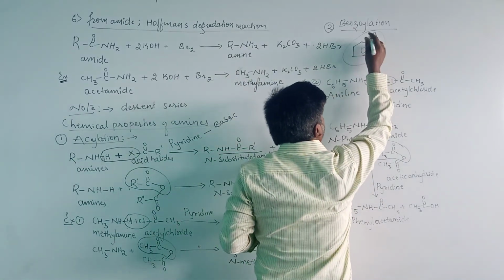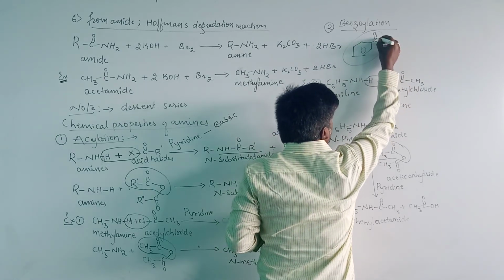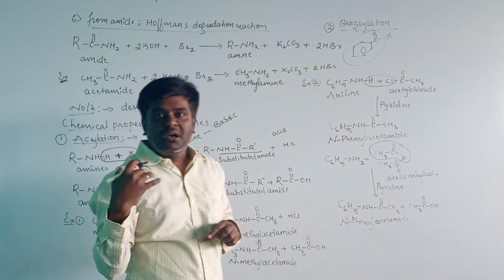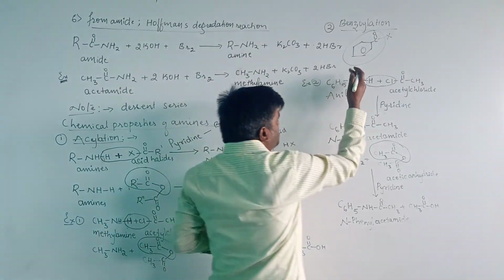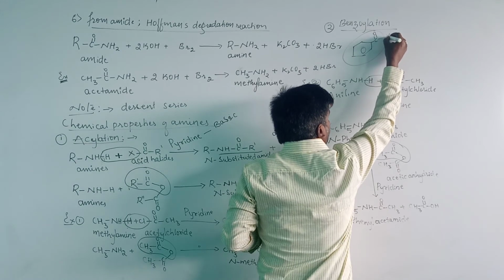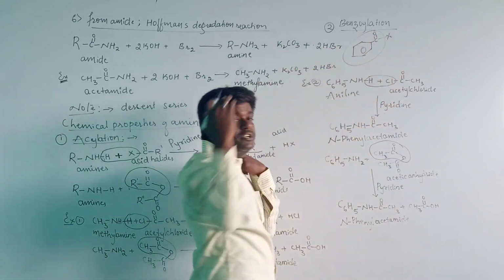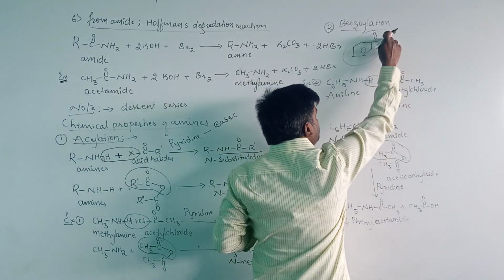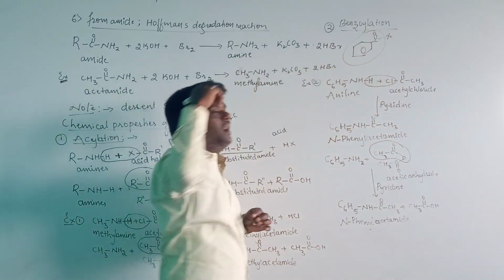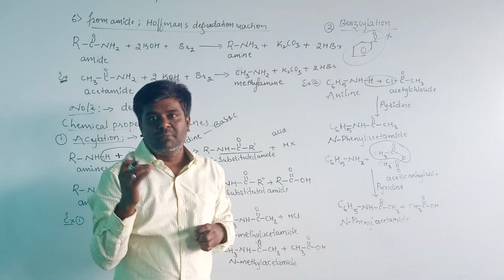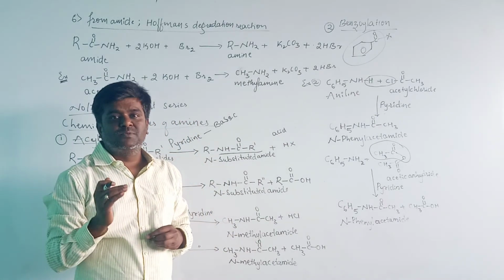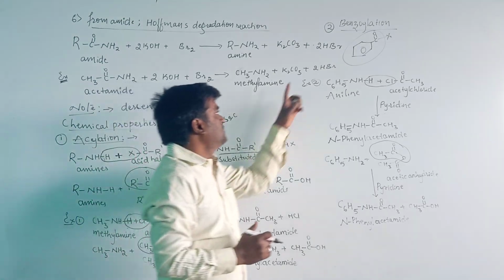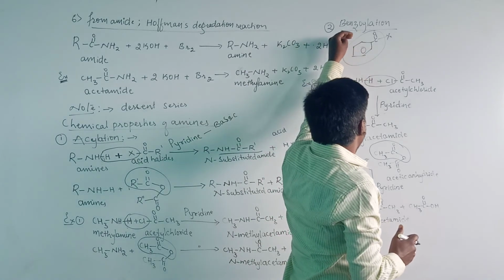Here we are taking the benzyl halide, with X representing the halogen. In the benzyl halide, this halogen will combine with the hydrogen of the amine, and this part will attach to the nitrogen directly. Then it will produce the N-substituted product, that is N-substituted benzamide. The N-substituted benzamide will be formed in benzylation.